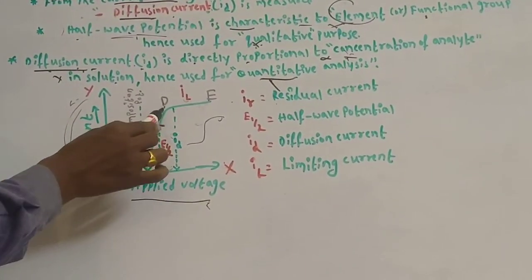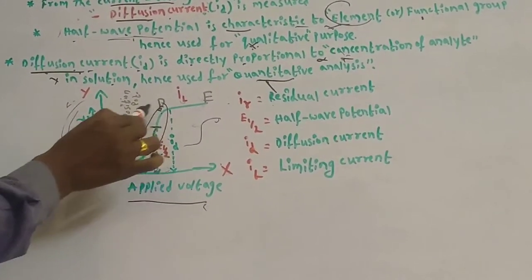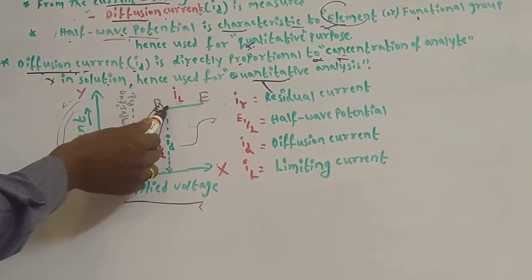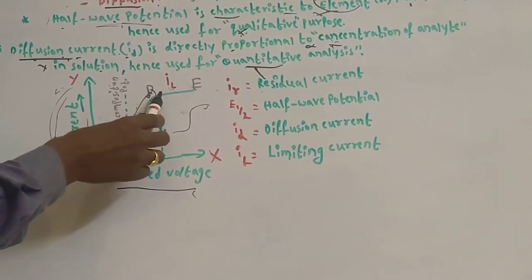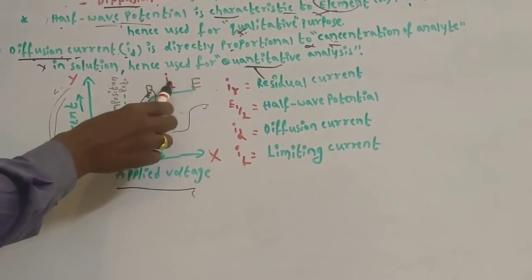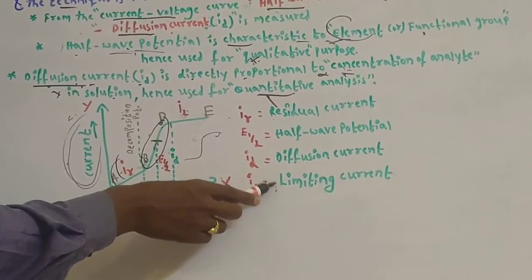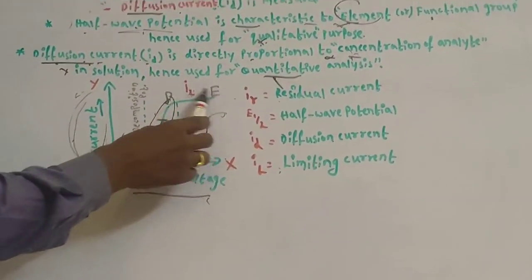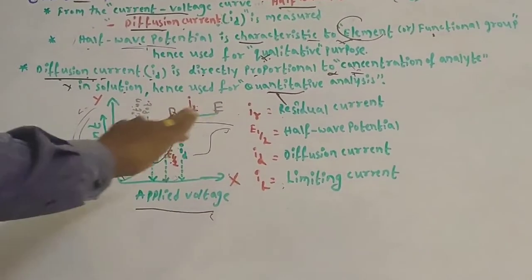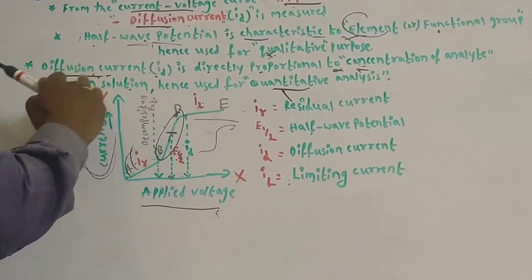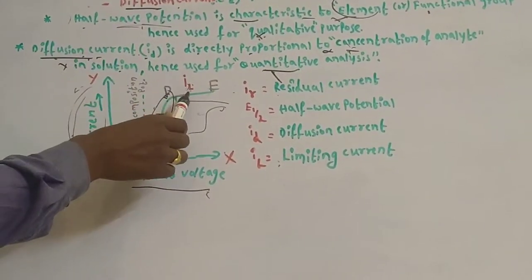Then from point B to point D, you observe a sudden change in the graph, meaning a sudden increase in the current. That is due to the sample. Then from point D to E, there is I suffix L, the limiting current. Limiting current means that at this point, as the voltage increases, the current will not increase. Here you get a constant line. Even as the voltage increases, you cannot get more current in the solution. That is limited.